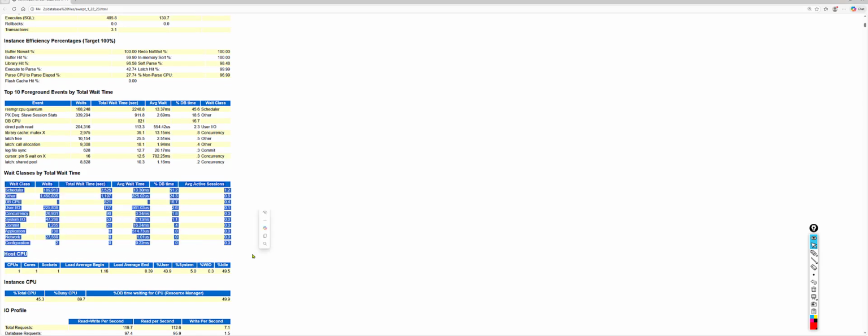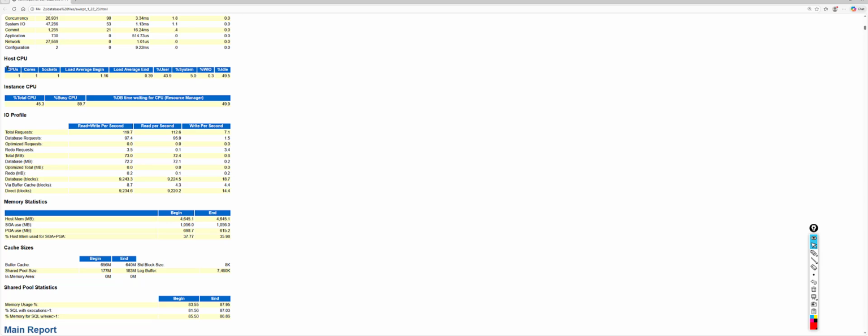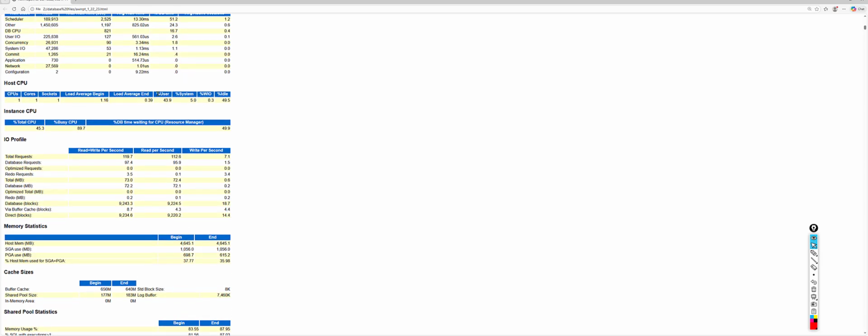Next is the class. Okay, so this class is just profiling, it is just grouping us into a neat output, just for our understanding. And next comes the host CPU. So you can also see the CPU utilization and the IO from the host. If you see percentage user, this is very important. Percentage user means the Oracle utilized CPU. Percentage system means the operating system utilized CPU. So obviously here the Oracle database used more CPU compared to the operating system.